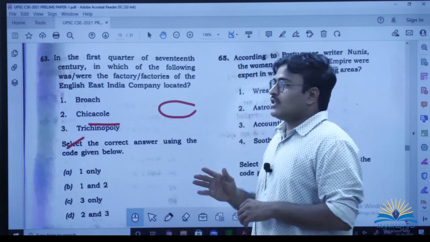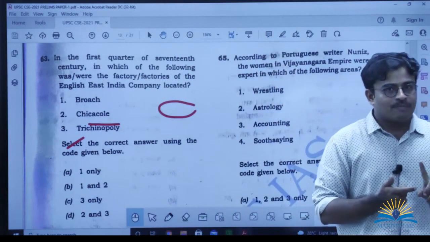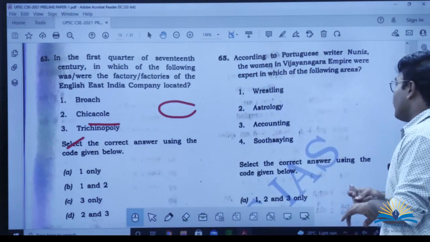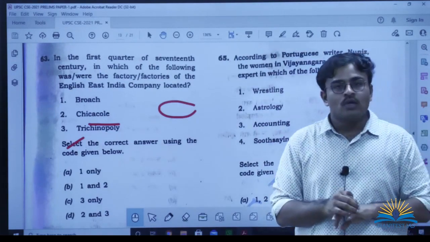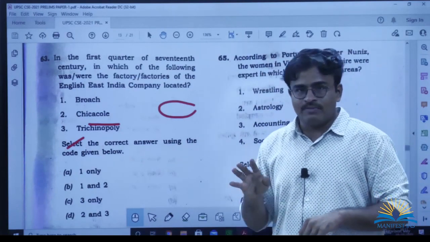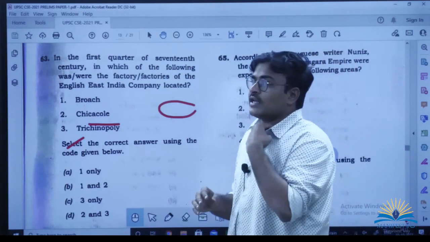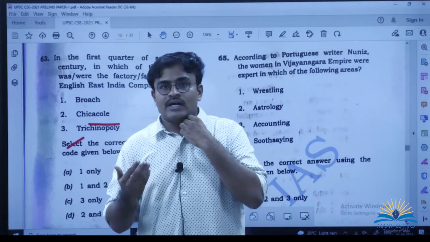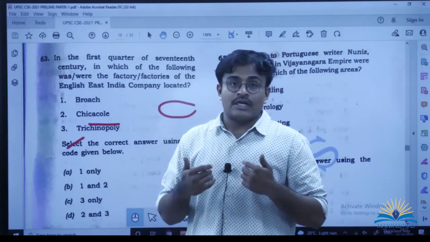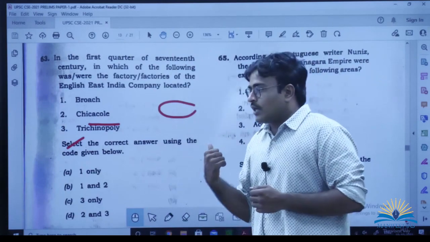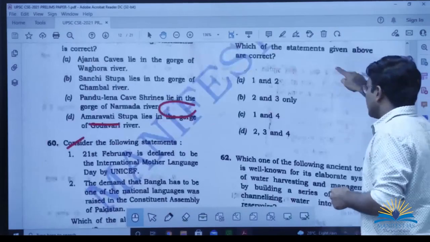He talks about particularly that women played a very important role in the society, and there were women wrestlers, women were functioning as astrologers, women were doing the function of accounting in the state, and he is also saying that women are soothsayers too. So all four are correct. Nunes was surprised by the active role played by women in the palace politics, and he was of the opinion that women are even used as bodyguards in order to protect the king. So all of these are the observations of Nunes. So naturally, all four are correct. So the answer for this question is 1, 2, 3, and 4.